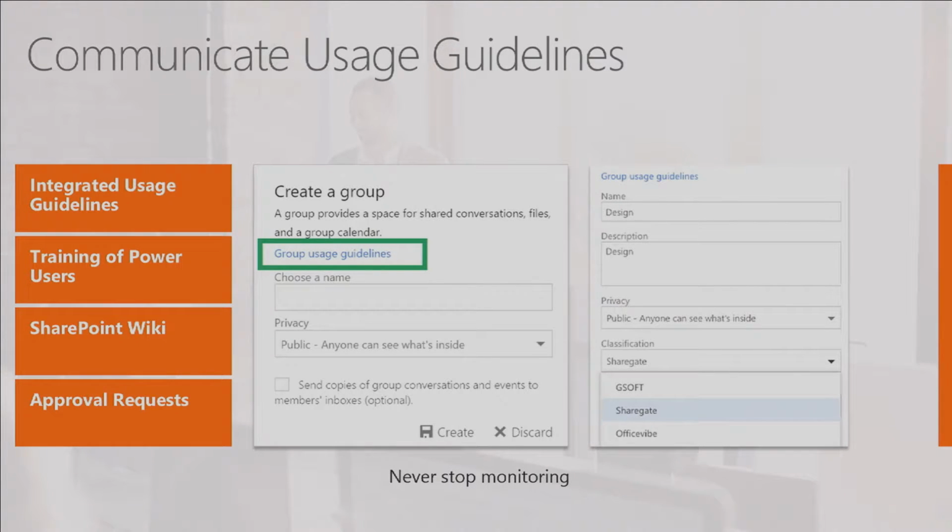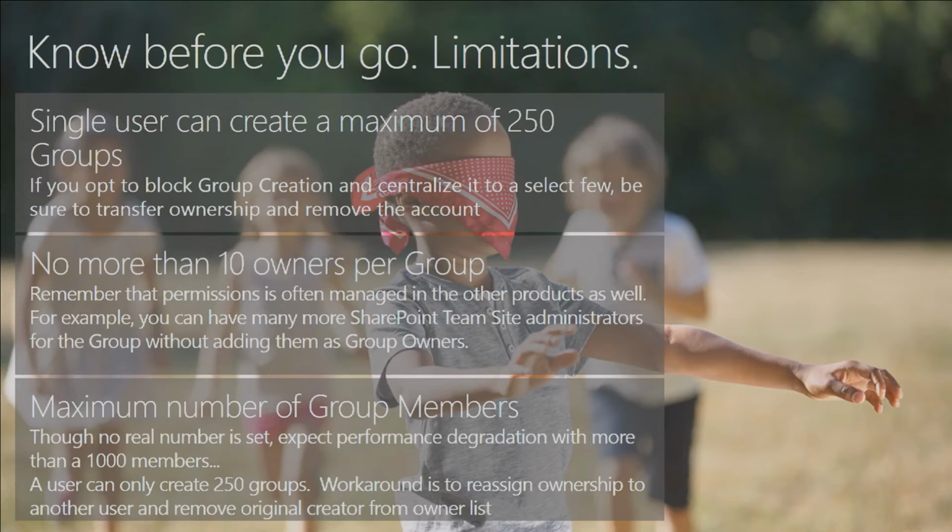So there's a lot to do. However, Office 365 groups don't come without limitations, and you should know about them. Lucky for us, there's no limitations on how many groups you can be a member of. But you should know, as an end user, not the administrator, but as an end user, you can create a maximum of 250 groups. There can be no more than 10 owners for each group.